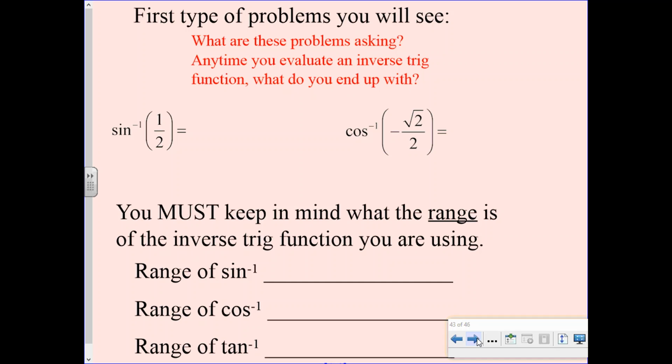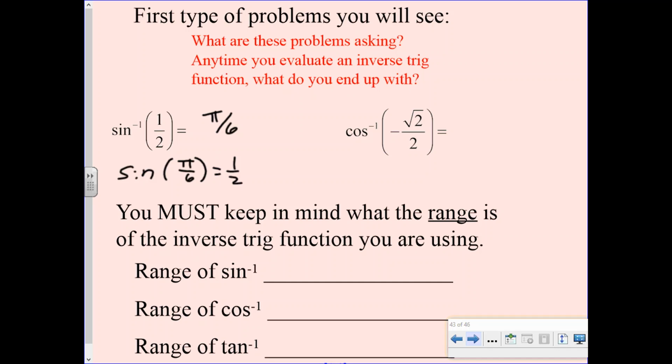Something like the sine inverse of 1/2, or the cosine inverse of negative root 2 over 2. What are they asking? What is the answer even going to look like? Well, if we know what an inverse means, back when you first started doing the unit circle, if I had asked you what is the sine of pi over 6, you would tell me 1/2. So if I'm taking the inverse sine of 1/2, it must be equal to pi over 6. For this statement to be true, it must be true that sine of pi over 6 is equal to 1/2.